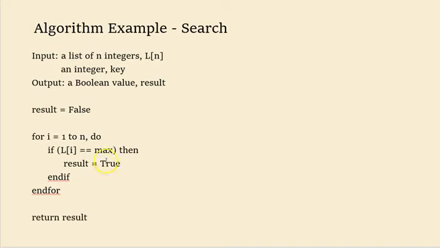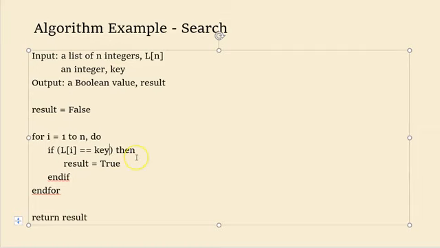Inside we have a little if-then-else. Remember, we did this yesterday checking for negative values. If L sub I is equal to the max, oh, max, that's no good, that should be key. Let me fix that. Cut and paste strikes again. Okay, so if L sub I is equal to the key, then we found it. So the key must be in the list. Therefore, the result will now be true.